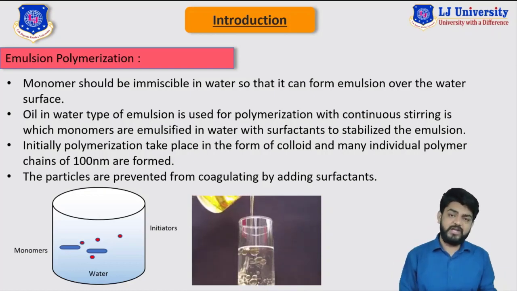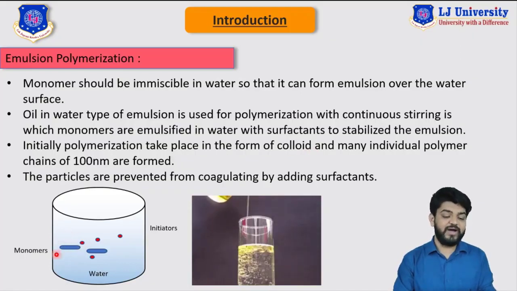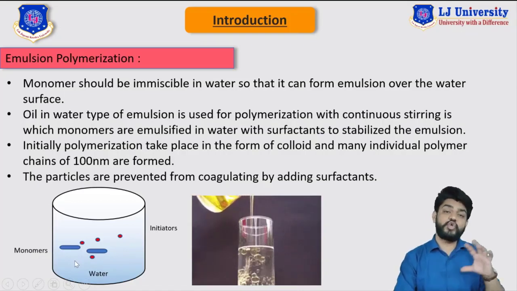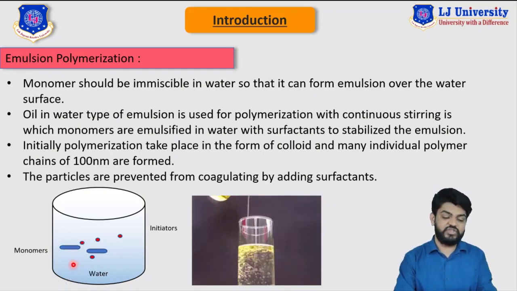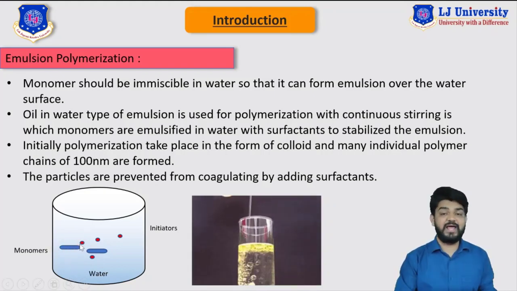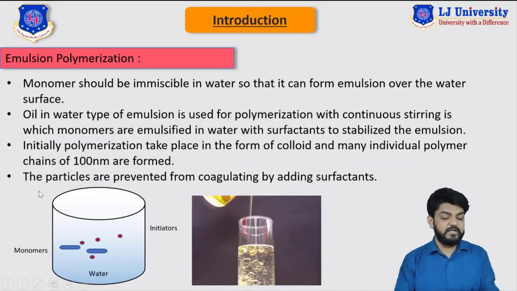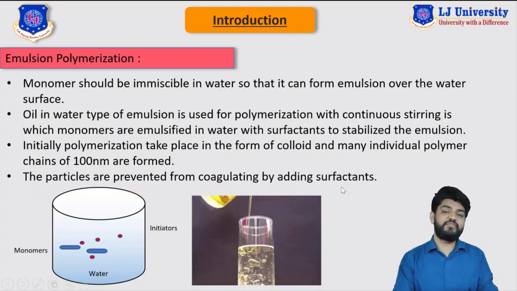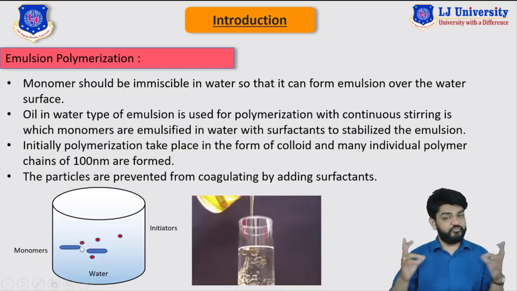So we have to avoid the production of the polymer in the form of this colloid, right? We do not require such type of polymerization. So to overcome this problem, we are also adding these surfactants, which are mainly responsible for arresting the polymerization in this form, and the surfactants will help us to form a long chain of the polymer. You can see here the particles are prevented from coagulating by adding surfactants. So we are adding surfactants so that we can avoid polymerization of this type, right? Instead of this, we want to produce a long chain of the polymer.